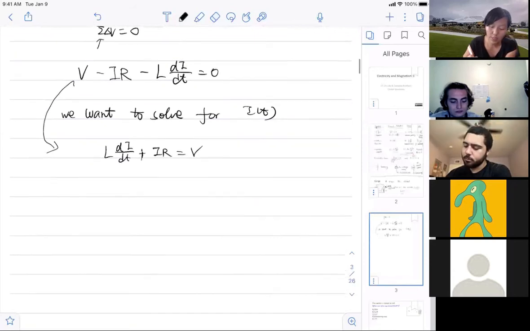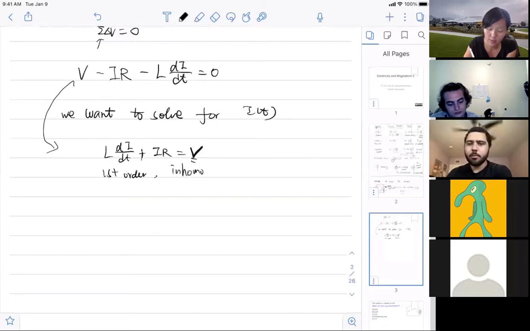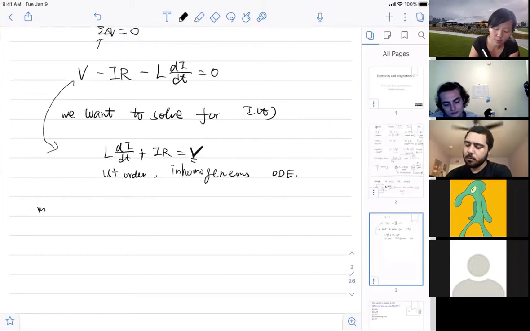This is a first order equation, because you only take the first derivative, and it is an inhomogeneous differential equation, because the right side is not 0, it is a constant. So how do we solve this? There are two methods. I'm going to go through the first method first.